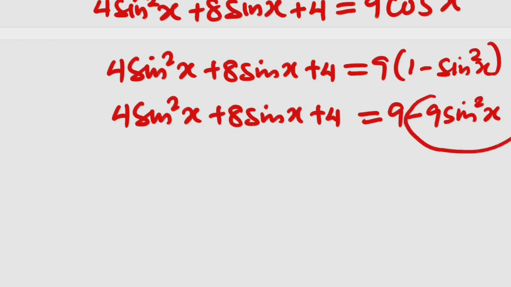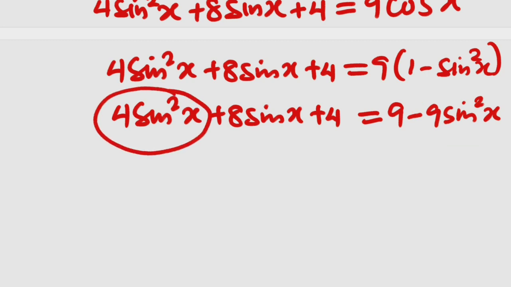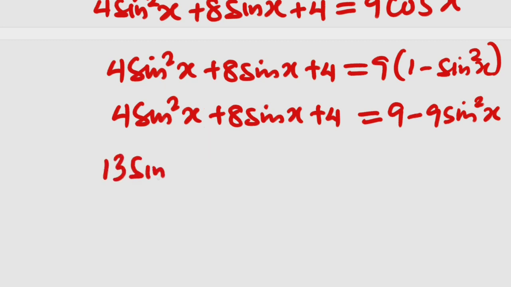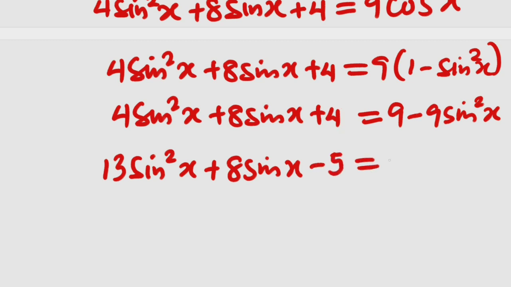So now let us bring all terms to the left hand side. We have negative 9 sine squared x. As it comes to the other side, it becomes positive. We already have 4 sine squared x, so if you join them together, you have 13 sine squared x. Then we have plus 8 sine x, which is this one. Then as this crosses over, it becomes negative. 4 minus 9 is negative 5. The whole of this equal to 0. Now we have a quadratic equation in terms of sine x.